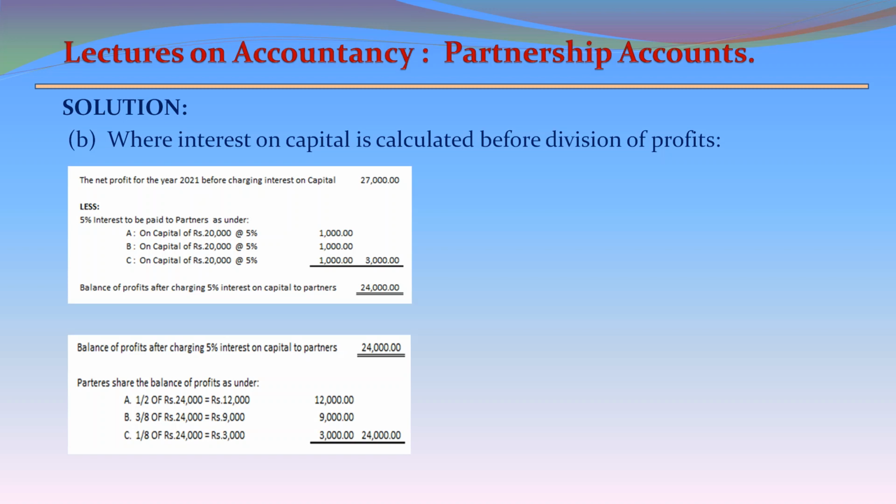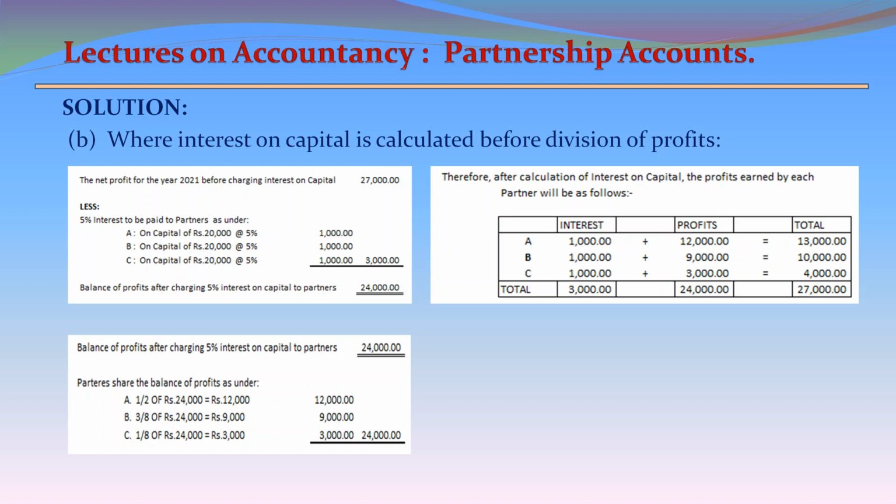Total 24,000. Therefore, after calculation of interest on capital, the profits earned by each partner will be as follows: A, 1,000 rupees interest plus profits 12,000, total 13,000. Partner B, interest 1,000 rupees, profits 9,000, total 10,000 rupees. Partner C, 1,000 rupees plus 3,000 rupees profits, 4,000 rupees. Total interest 3,000, total profits shared 24,000, total profits before sharing of profits 27,000.